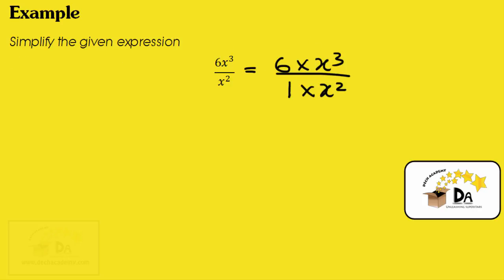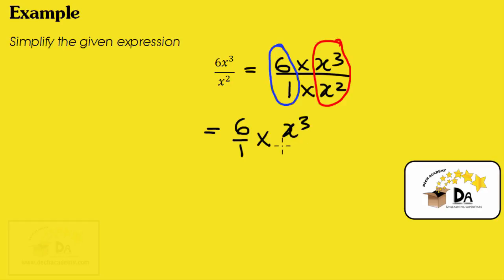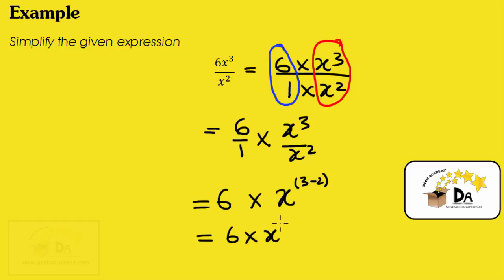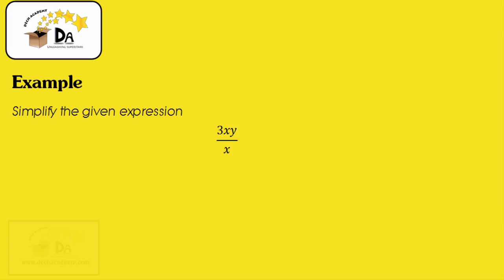So forming fractions, we can group the x's together and 6 and 1 together. This gives 6 over 1 times x cubed divided by x squared. 6 over 1 is 6. X cubed divided by x squared is x to the power of 3 minus 2. So we have 6 times x to the power of 1, which is 6x. And we're done.